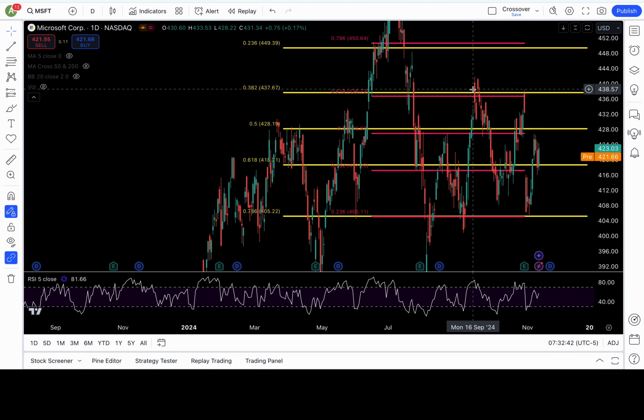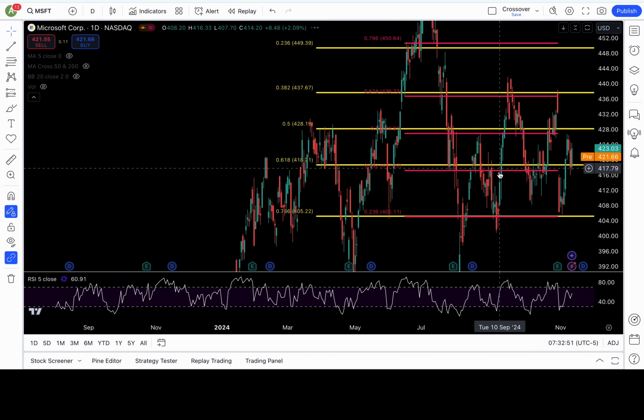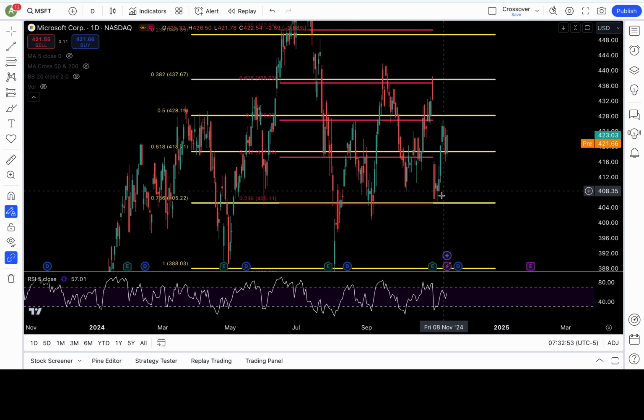421.5, 420, and 418 are all support levels. Well, if 418.7, 421.5, and 420 fail, guys, we are heading down a lot lower on NVDA. I can't really get bullish unless we get above 425, to be honest with you.